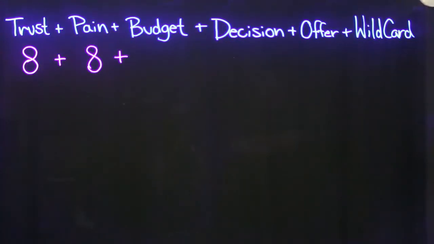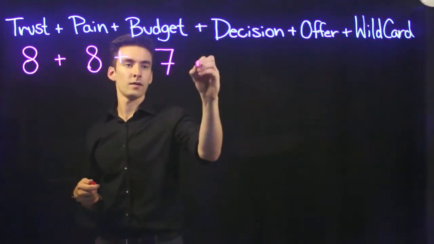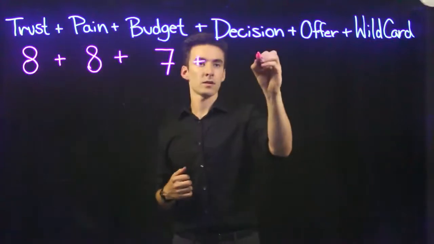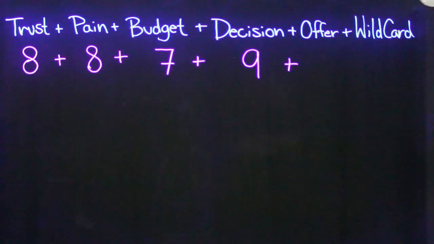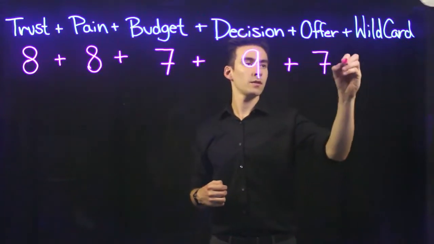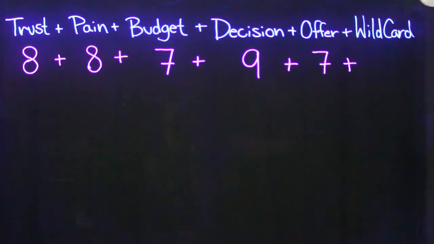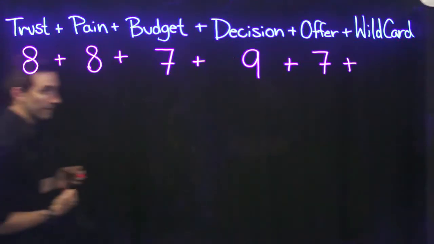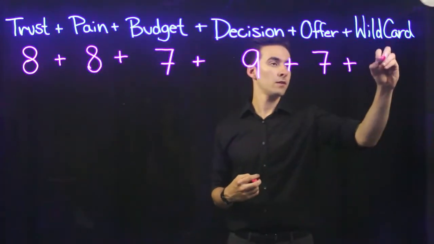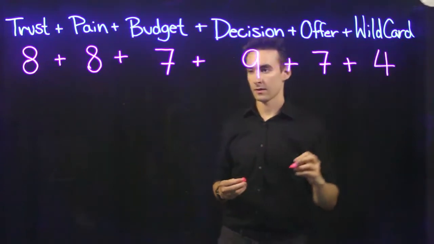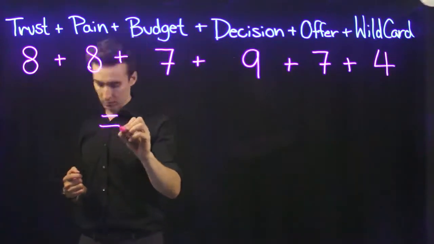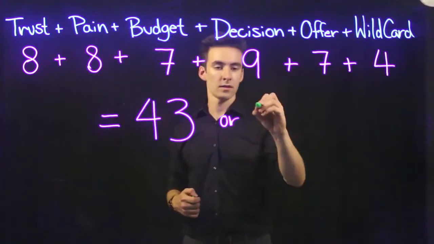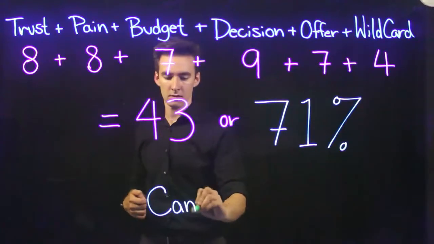You know he has the budget and time to implement your solution, so for budget, we're going to put a 7. He is the sole business owner, so we'll go ahead and put a 9 for decision. Your offer is competitive, but not the only one out there, so we'll put a 7 for offer. And finally, you don't have very much insight into what's going on inside his business, so for wildcard, we're going to put a 4. This gives your lead a total score of 43, or 71%.